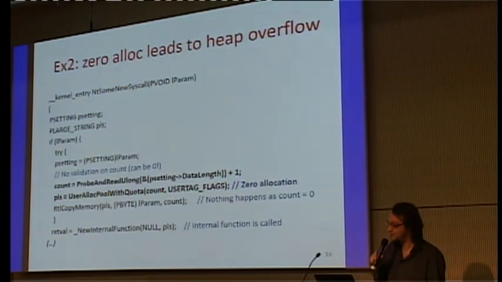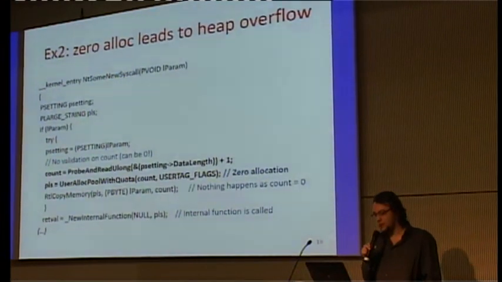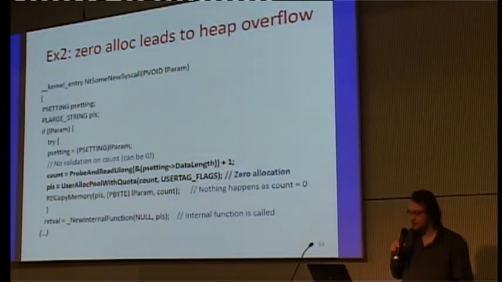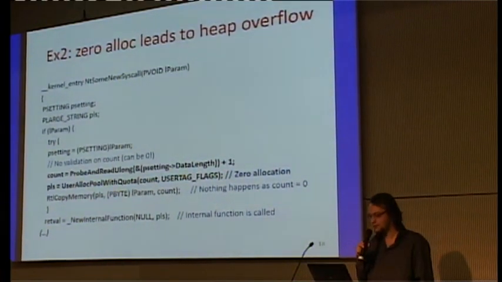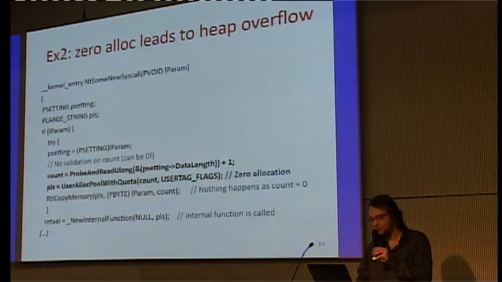However, you don't validate the value that you read. So if you don't validate the value and you do +1, then you can have an integer overflow and then count becomes 0. So you do a zero allocation. Again, you do RTL copy mem with 0 bytes, nothing happens, but the PLS structure that was allocated is passed downward. Second parameter of the underscore new internal function.